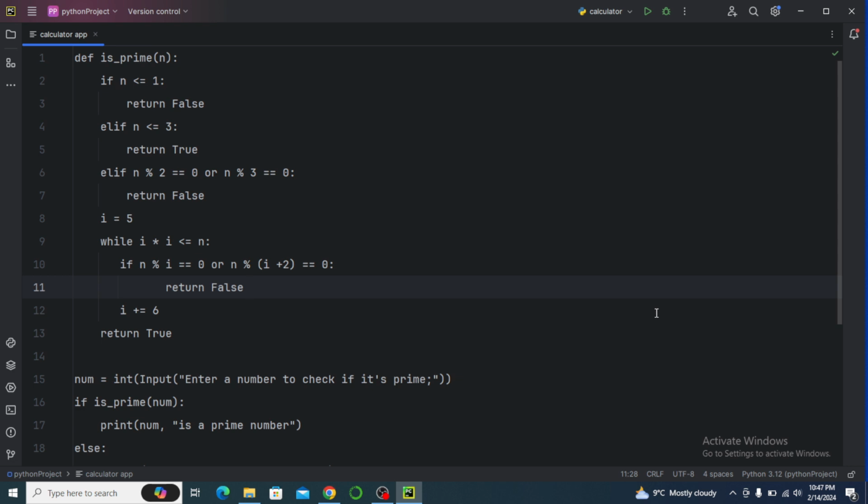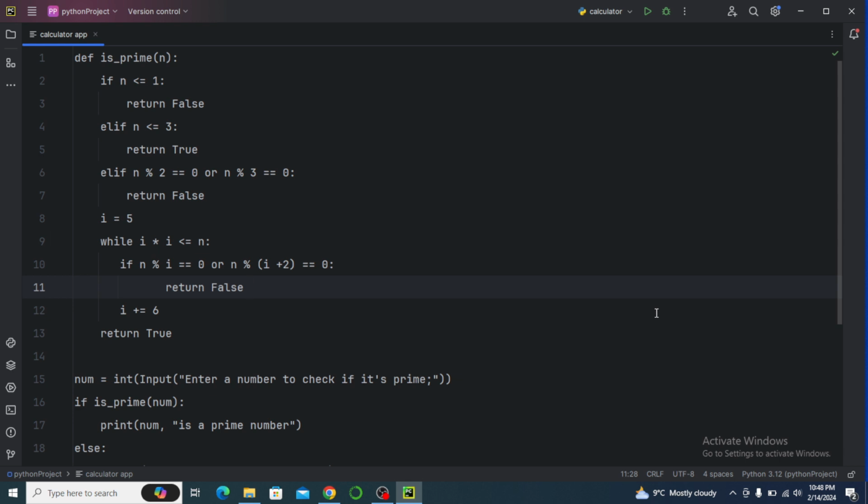We can now start from 5 because all primes greater than 3 can be expressed in the form 6k plus or minus 1. So we use the while statement, i multiplied by i less than or equal to n. So this loop continues until the square of i exceeds n.